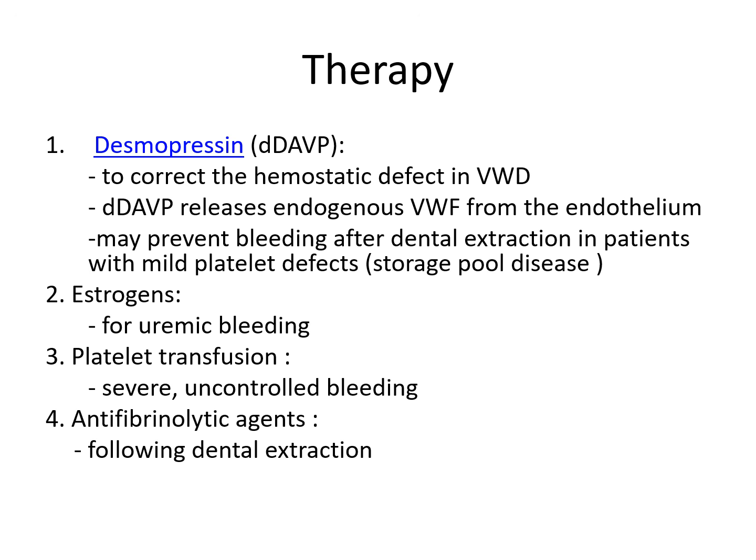It can prevent bleeding after dental extraction in patients with mild platelet defects. Previously, estrogens were used for uremic bleeding, but this is really not used anymore. Platelet transfusion, definitely for severe uncontrolled bleeding. We can transfuse platelets whenever there is severe uncontrolled bleeding. And antifibrinolytic agents also can be used following dental extraction. For the condition that I previously mentioned called thrombotic thrombocytopenic purpura or TTP, the only treatment for this condition is plasma exchange or plasmapheresis and not platelet transfusion.